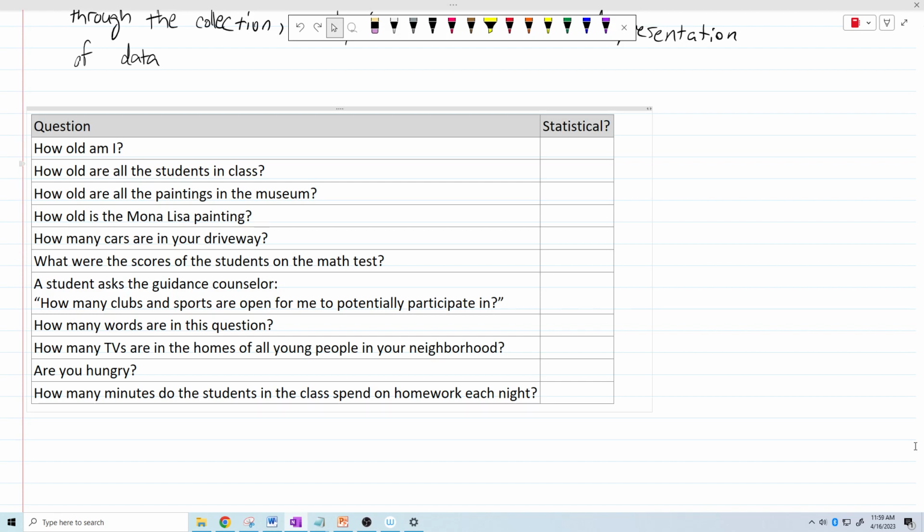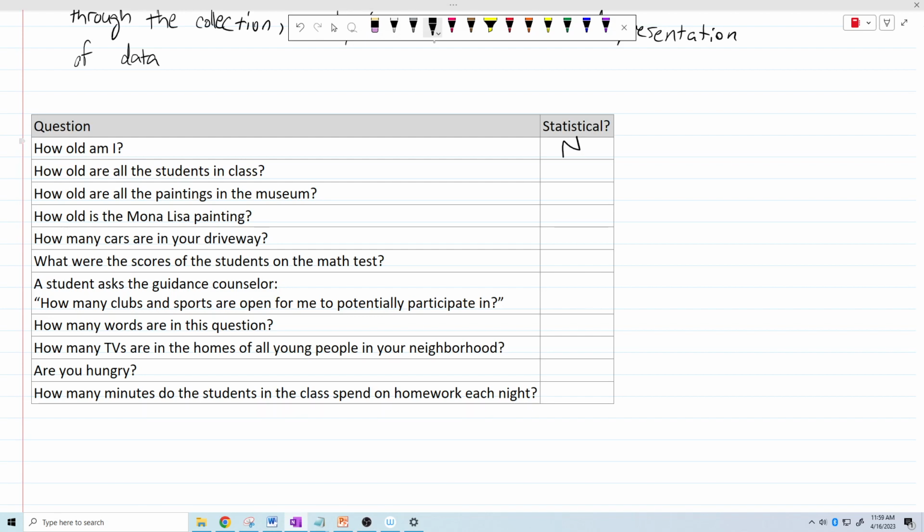You may see some questions like this: how old am I? Well, I can certainly answer that. I'm not going to, okay? But ask yourself, how old are you? There's only one answer to that question. Variability is the idea that there can be multiple answers to a question. So, is this a statistical question? How old are you? No, because there's only one answer.